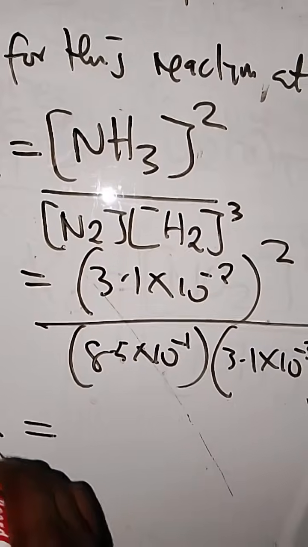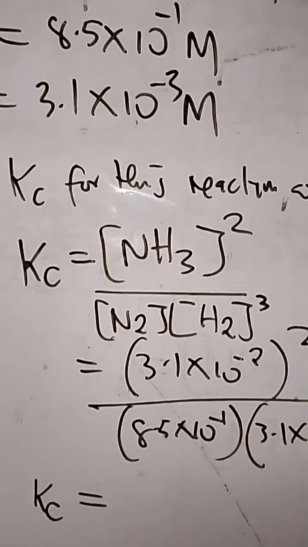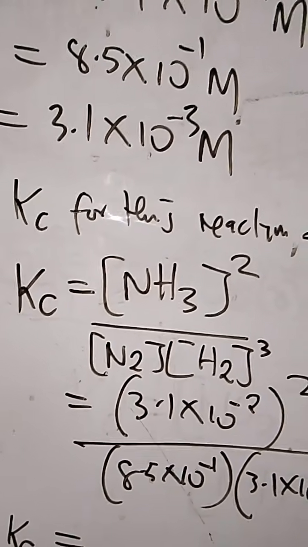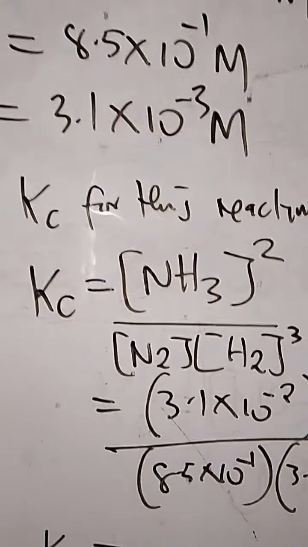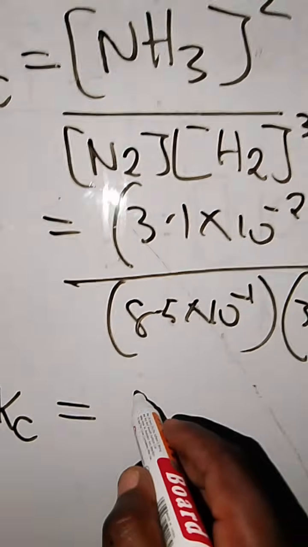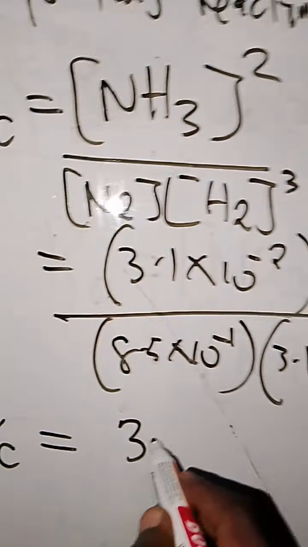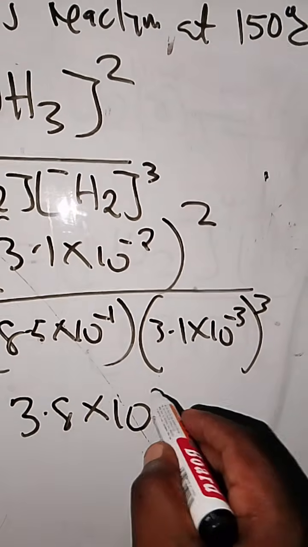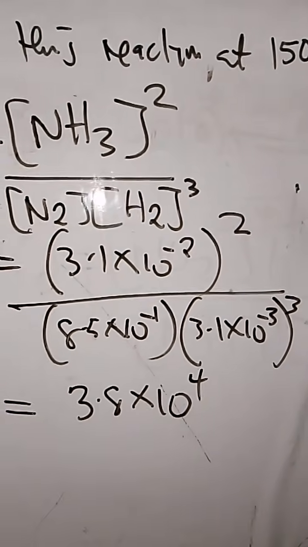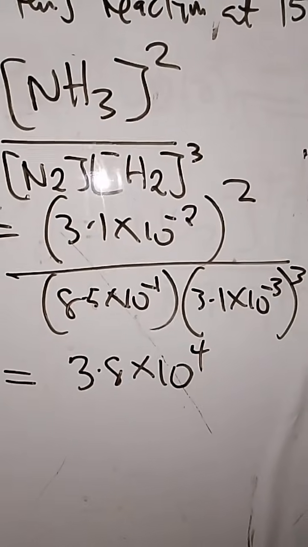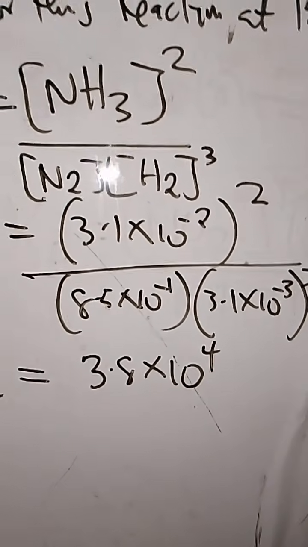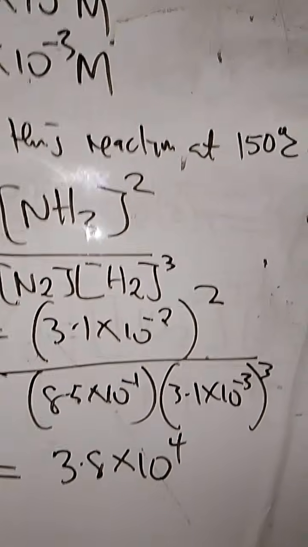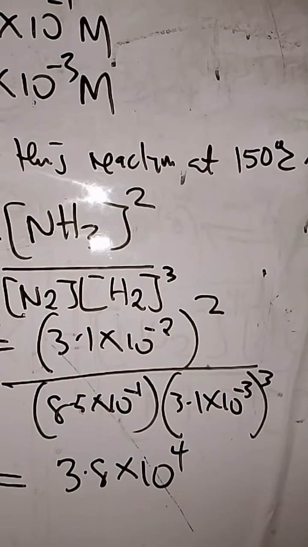So you're going to find your Kc. In this case, when you do the arithmetic, Kc is equal to 3.8 times 10 to the power 4. So you can see in this case the Kc is very large, meaning that it favors the product formation. Okay, so this is our Kc.